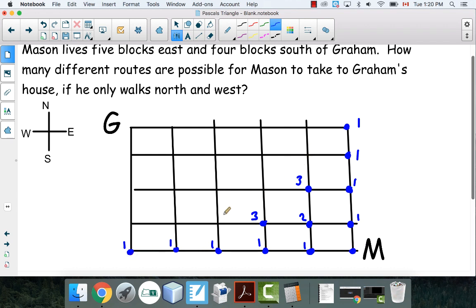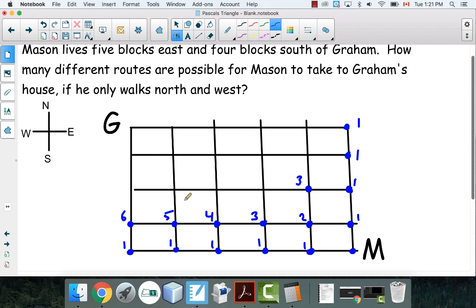Okay. Now, let's see what else we can fill in. So this dot right here, I've got a 1 coming out of here and a 3 coming out of here. This gives me 4. This dot I could do next. A 1 coming out of here and a 4 coming out of here gives me 5. So 5 different routes to get to this point. And this one, I have 1 route coming out of the bottom and 5 possibilities out of the right.